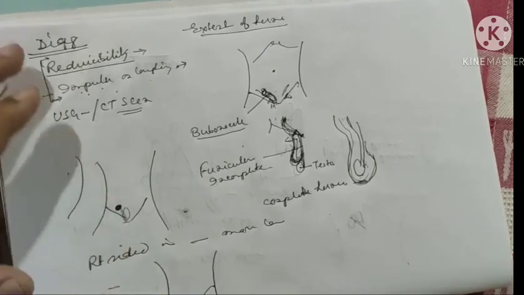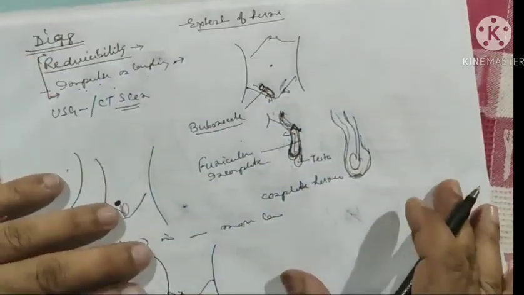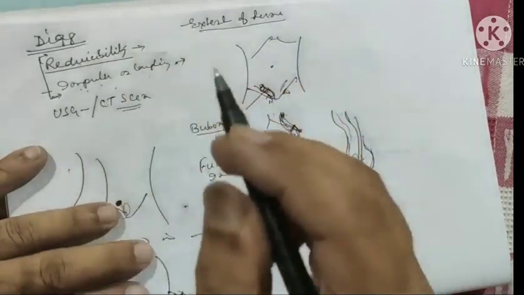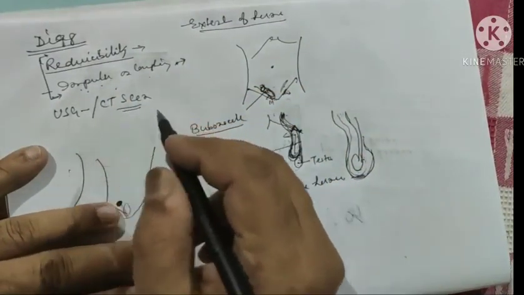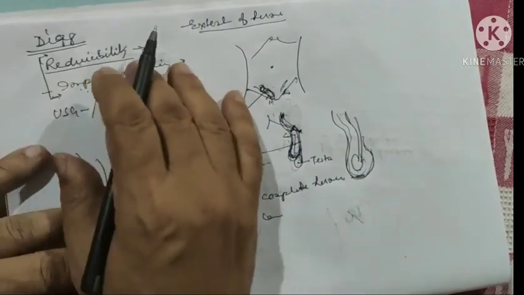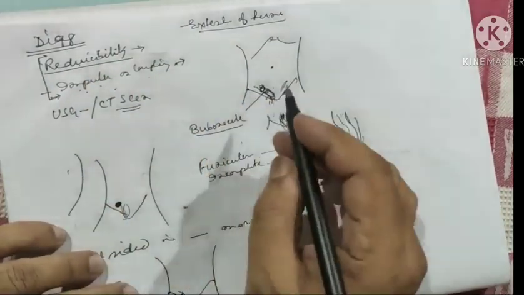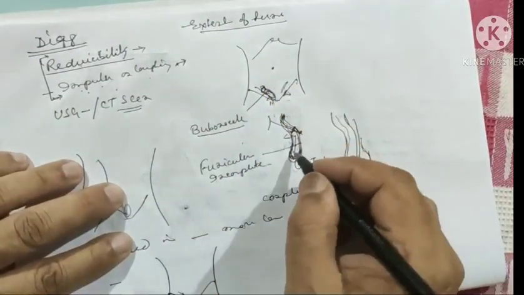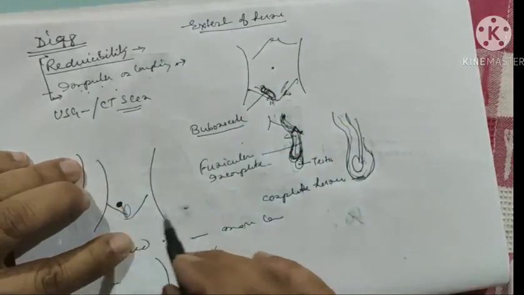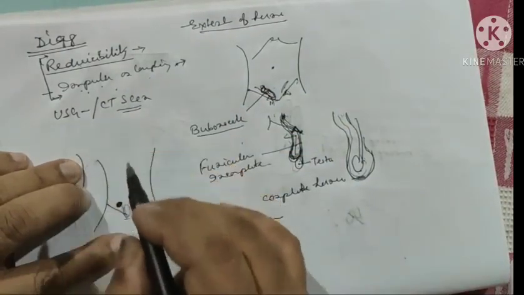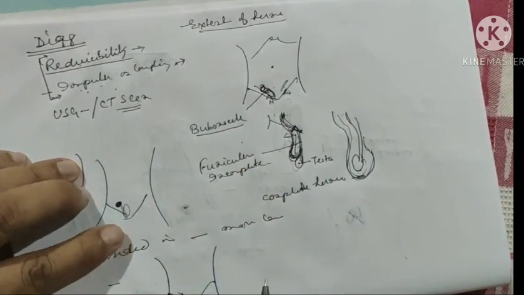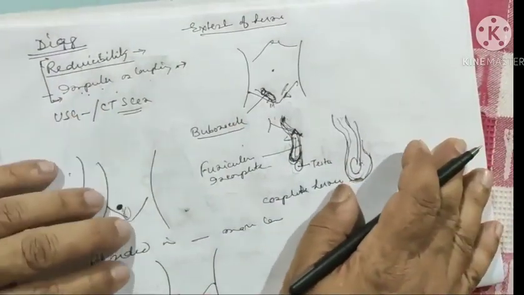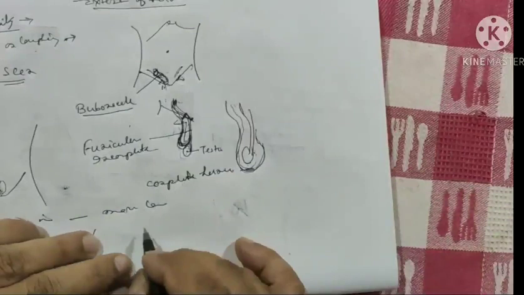Now, diagnosis is made by clinical examination, that is the presence of impulse on coughing and reducibility, and if needed, you may have to go for ultrasonography in a complicated hernia. Now, you have seen that the hernia may be a bubonocele, incomplete or complete. It may be indirect or direct. It may be uncomplicated or complicated, and it may contain small intestine or, most commonly, omentum.